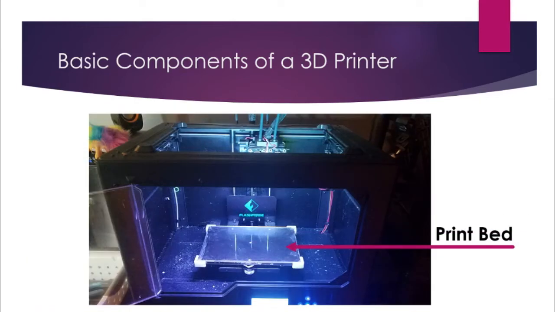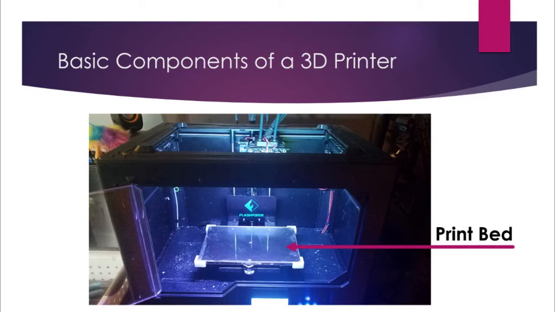Here we have the print bed. This is where your 3D printed models will wind up. As the print head moves around the platform, it's going to create the object directly on the print bed. In this case, what you'll see is I have a glass bed.